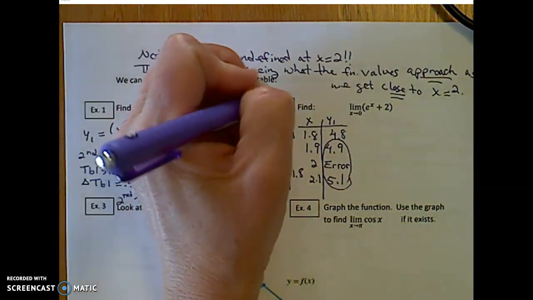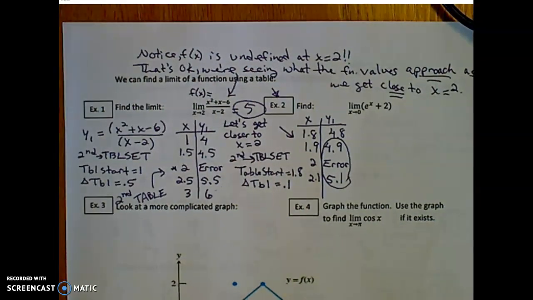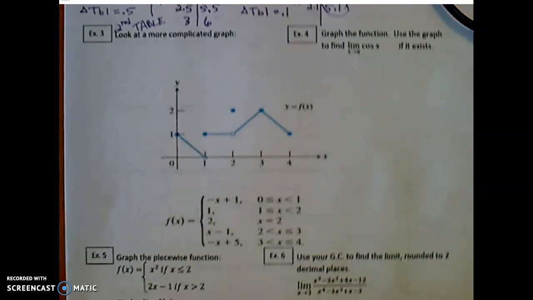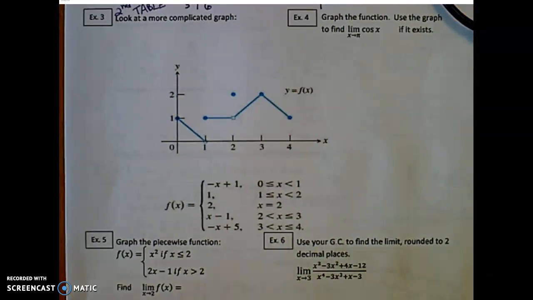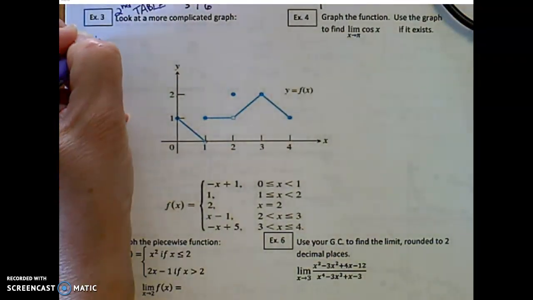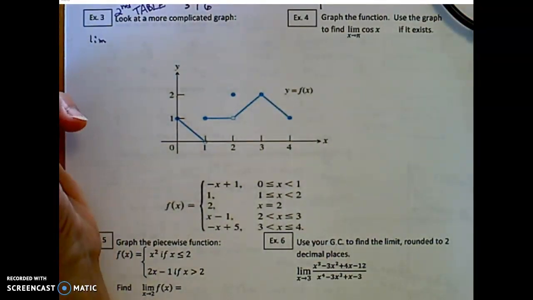I'm going to hold off on this one for the sake of time, and I'll come back to that one in a moment. But let's look at a graph if we can and find limits off of a graph. I'm going to jot down a few limits, and we'll walk through these.